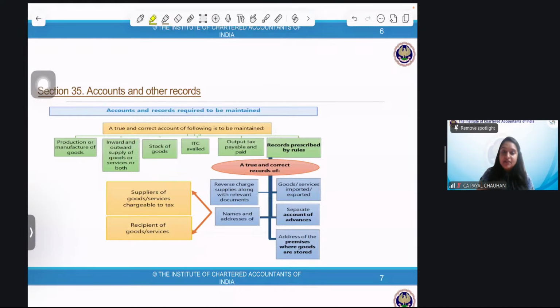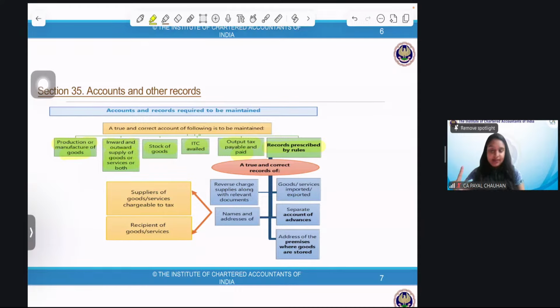We'll have a summary recap, a revision. Production and manufacturing of goods, the first one. Inward and outward supply of goods and services both. Then stock of goods, ITC availed, output tax payable and paid, and such other records as may be prescribed. Now we'll study what are the records which are prescribed as per the rules. Everyone, did you people understand the concept up till here?